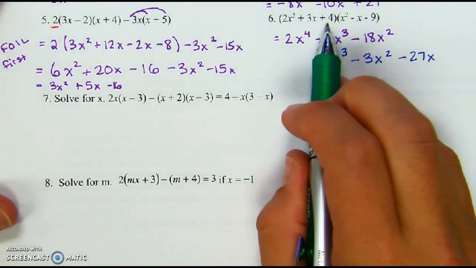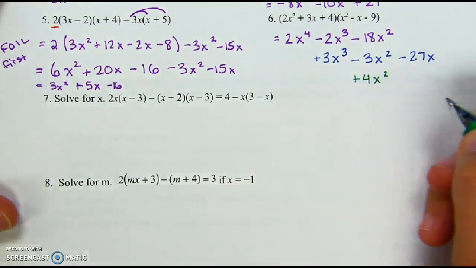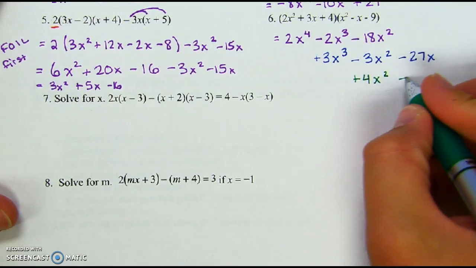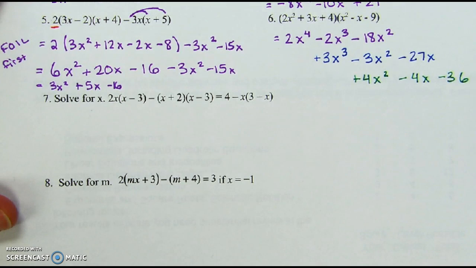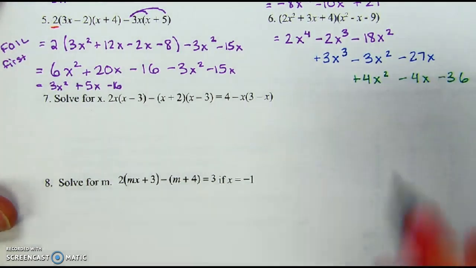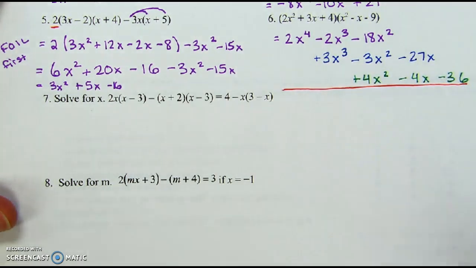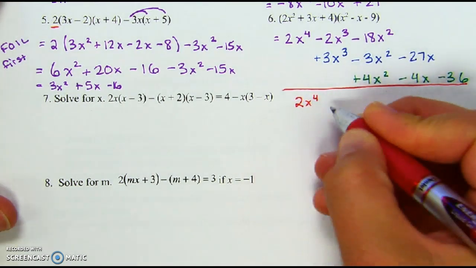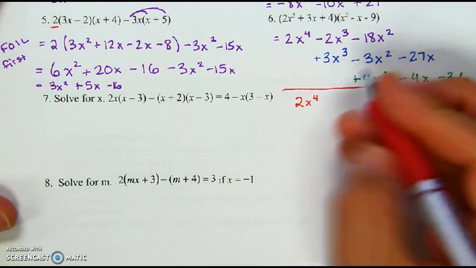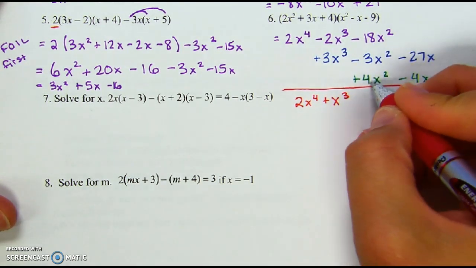Now we're going to take the 4. 4 times x squared is plus 4x squared. 4 times -x, and 4 times -9. Okay, look how cool this is. Now we need to combine like terms, but they're all lined up. They're all lined up for us. So they're going to be in standard form. Final answer: 2x to the 4, -2 plus 3, -18 minus 3 plus 4.